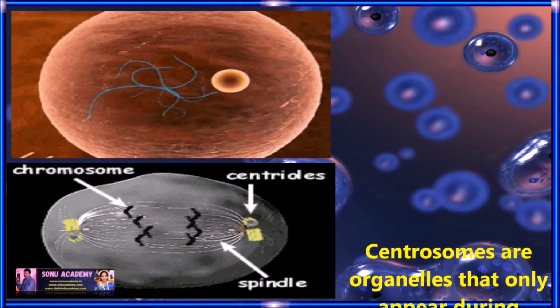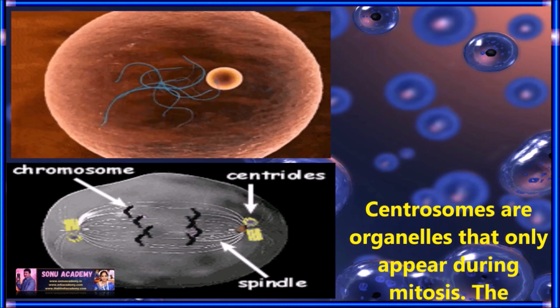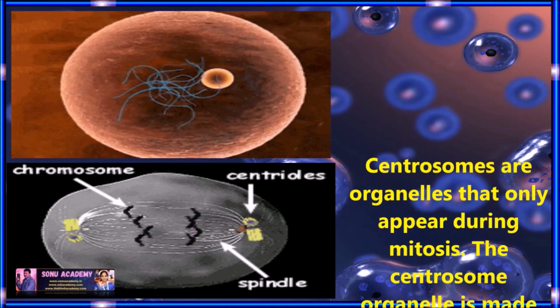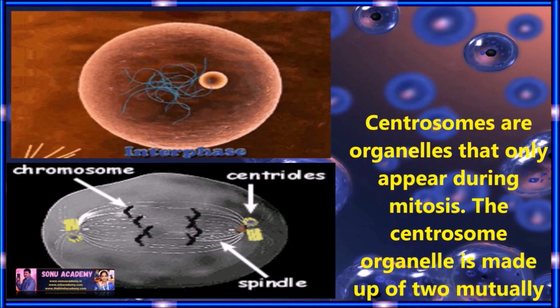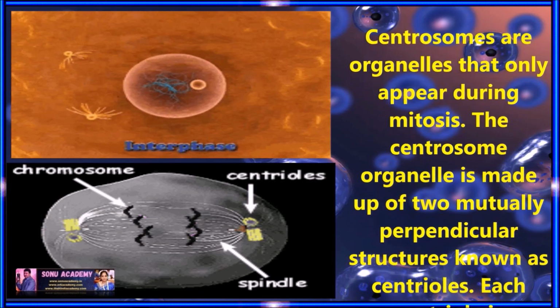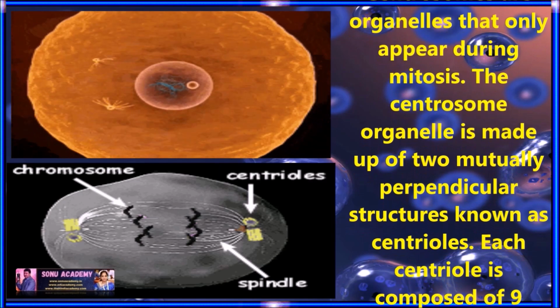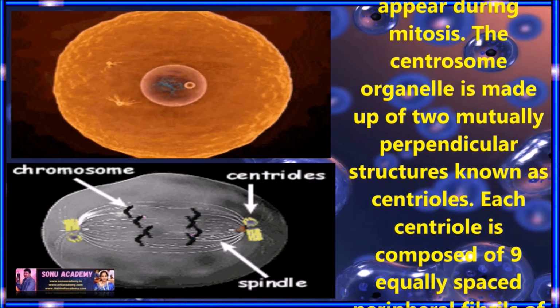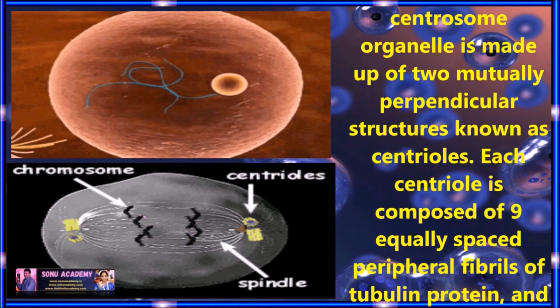Now let us discuss centrosome and centrioles. Centrosome and centrioles are organelles that only appear during mitosis. The centrosome organelle is made up of two mutually perpendicular structures known as centrioles.